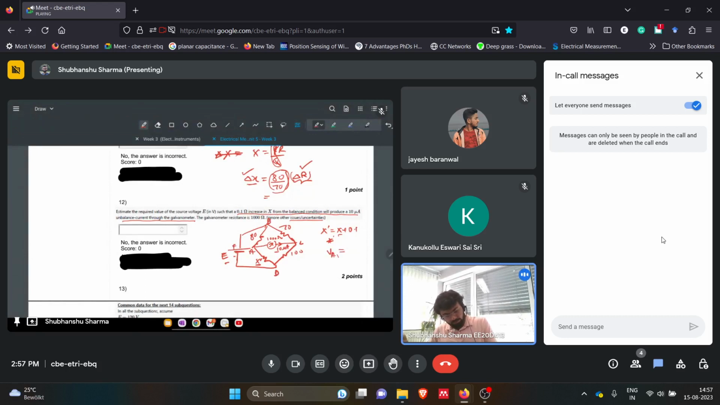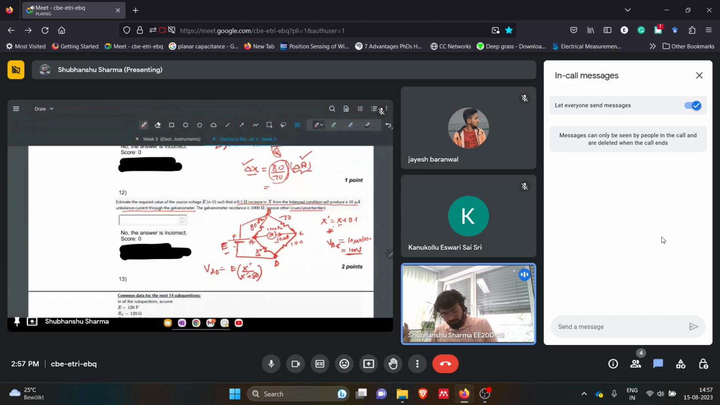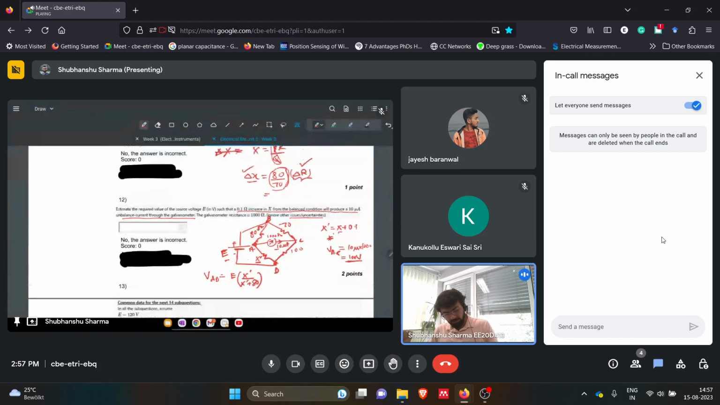The current is flowing like this, 10 micro into 1000. So that will be 1 milliamp, 1 millivolt. So we have VAC as 1 millivolt. Now what is VAD? Based on the voltage divider rule, we have E across VBD, and the voltage at one half of that branch will be E into the resistance of that branch, that is X prime, divided by the total resistance of that branch, that means X prime and this 80 ohms. These are simple basic techniques for calculating voltages in a circuit.